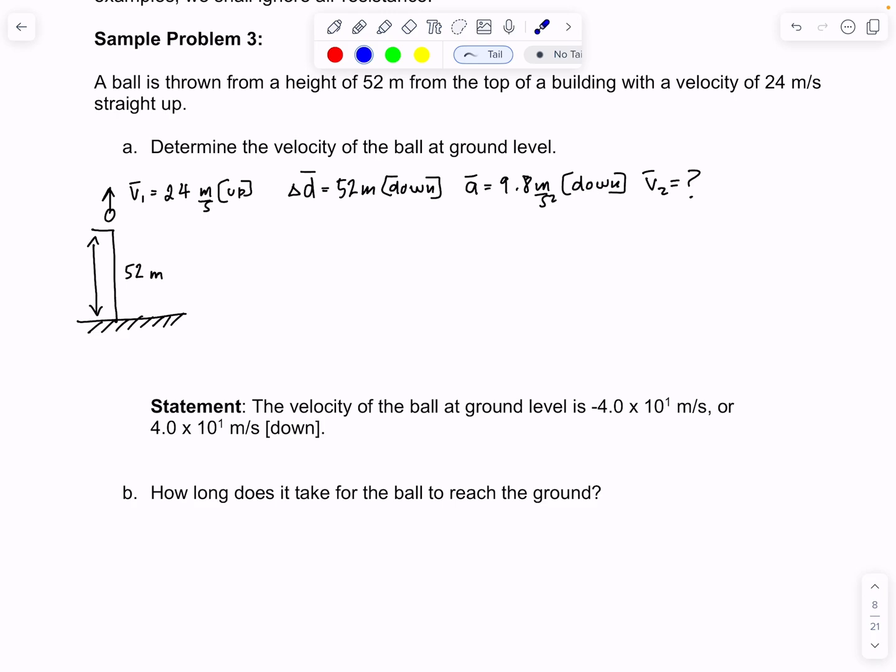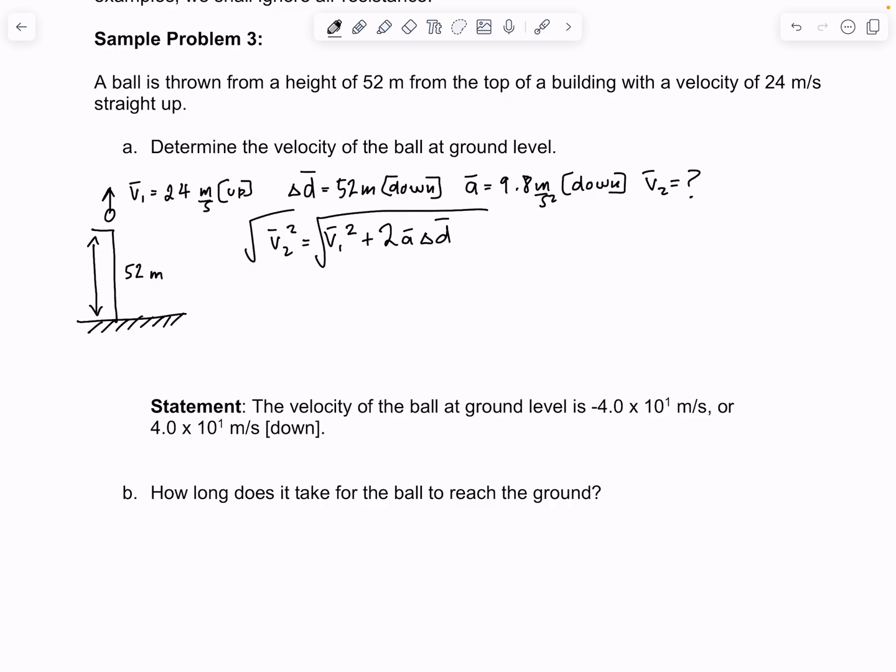Equation number 4 is V2 squared equals V1 squared plus 2 acceleration delta D. And we're going to solve this for V2. Right now V2 is squared. In order to have just V2, we're going to take the square root of both sides. So we're left with V2 is equal to the square root of V1 squared plus 2A delta D.